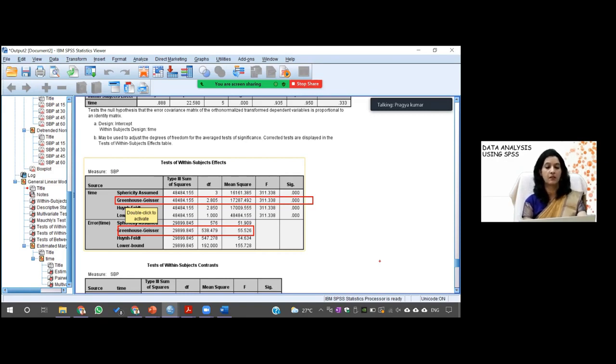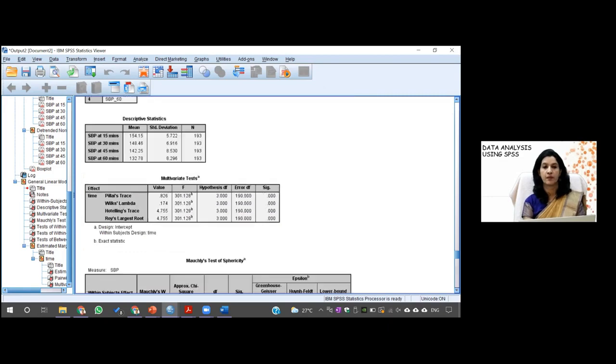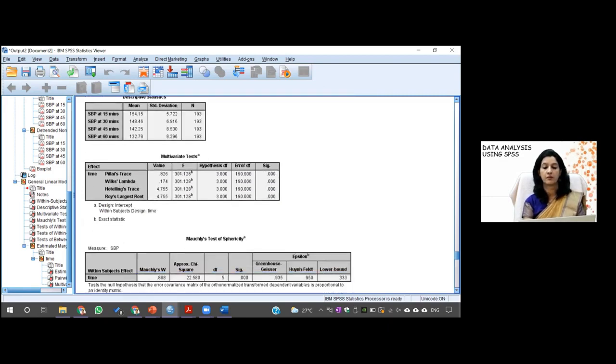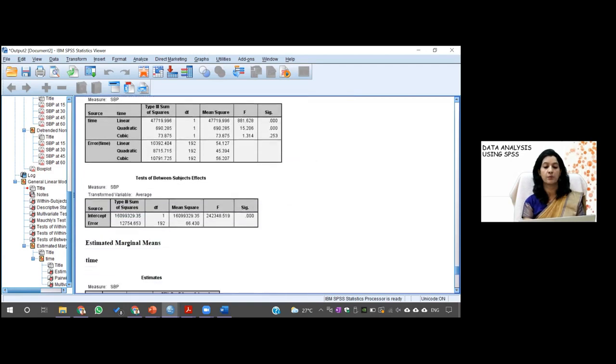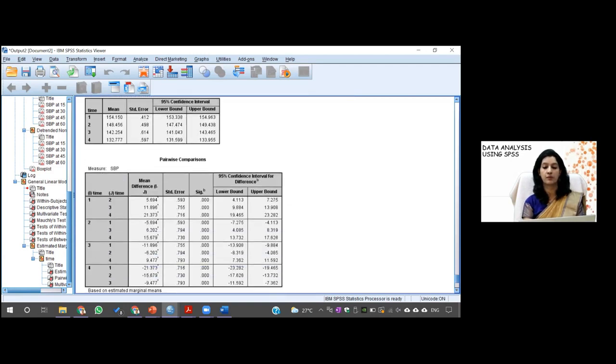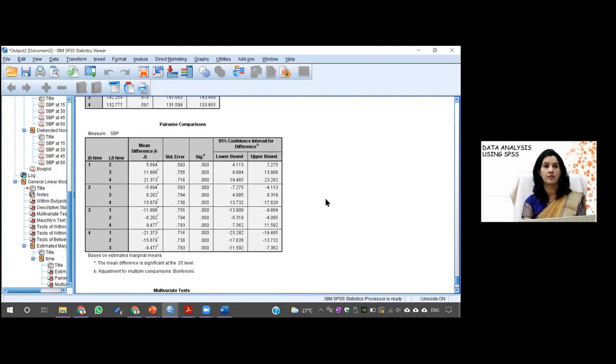And then coming down, then come to this. Okay, this is the pairwise comparison. Like you have done the post hoc analysis in the one-way ANOVA. You did it in the chi-square also, but that was a very small number of pairs. Here you can see there are many pairs.